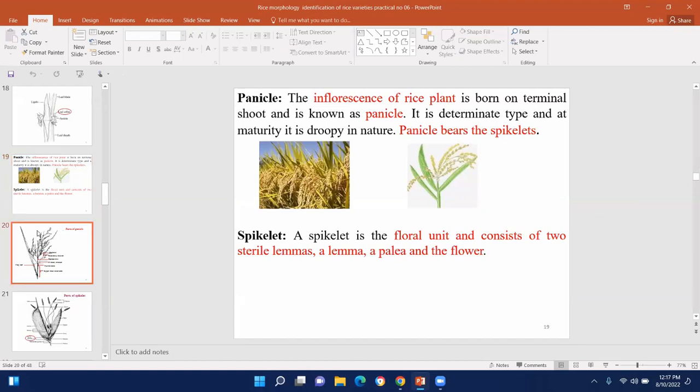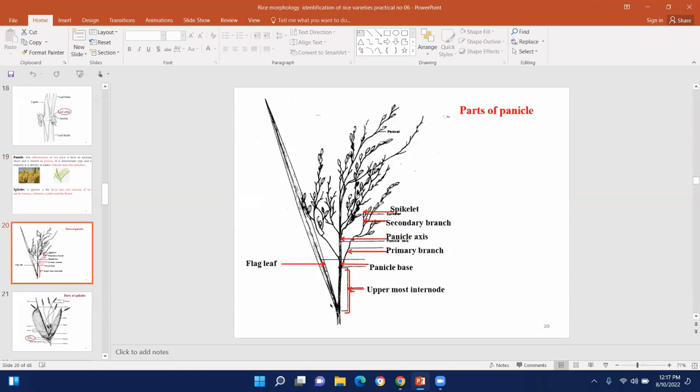This picture is also an important picture. Next, the parts of the panicle. What are the parts available? Spikelet is available. Secondary branch, you already know. So what is a secondary branch? What is the primary branch? What is the panicle axis? What is the panicle base? Then the leaf, what is a leaf sheath, flag leaf, all the things you know. All the things are available in that video clip.